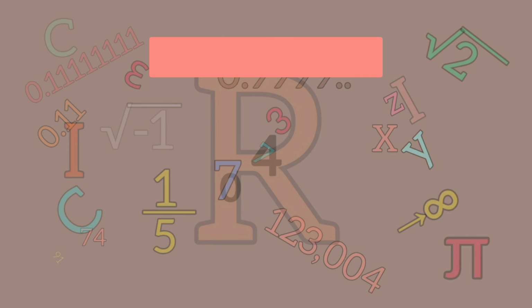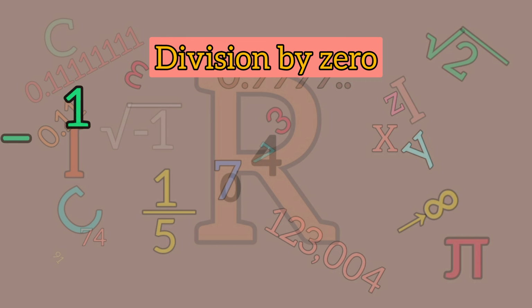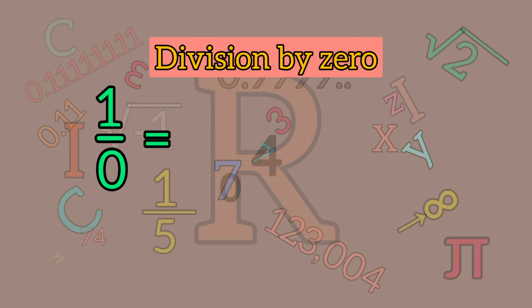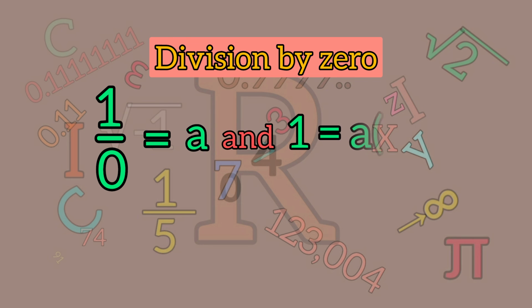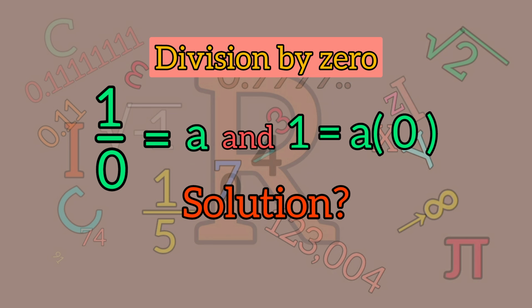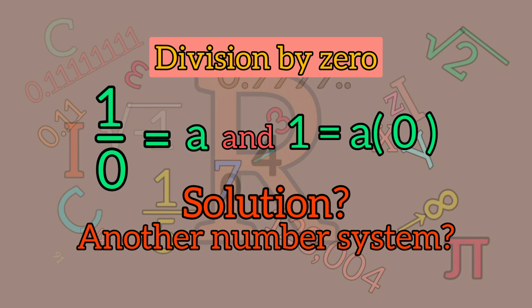Similarly, 0 is not closed under division. But many textbooks point out that it is undefined because any answer will lead to multiplication by 0. But if a solution will be found, it might lead to something new or a new number system previously undiscovered.